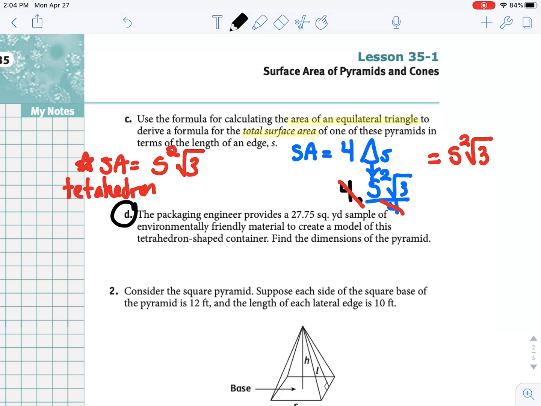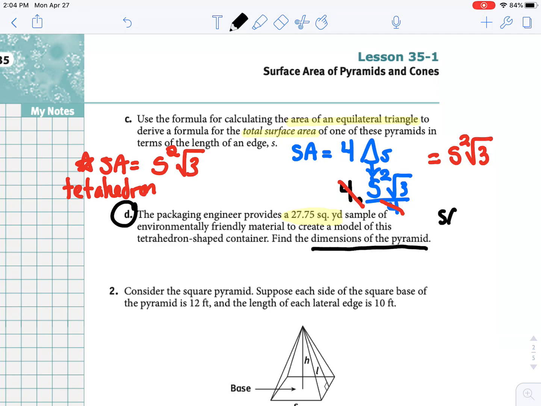The packaging engineer provides a 27.75 square yard sample of environmentally friendly material to create a model of this tetrahedron shaped container. We want to find the dimensions of the pyramid. So we are almost working backwards here. I didn't tell you anything about the pyramid. I actually gave you some information about the area of that pyramid.